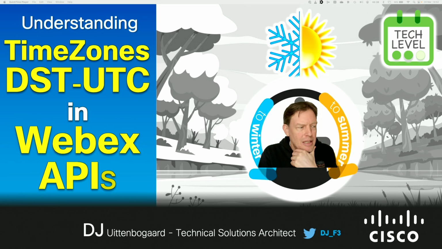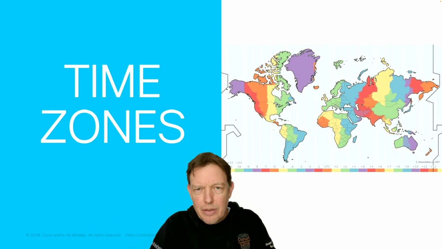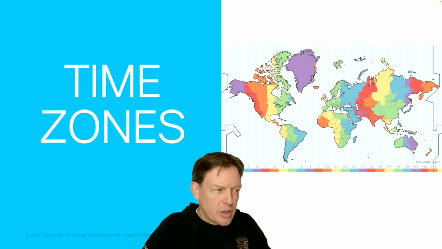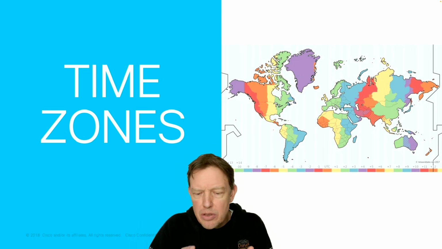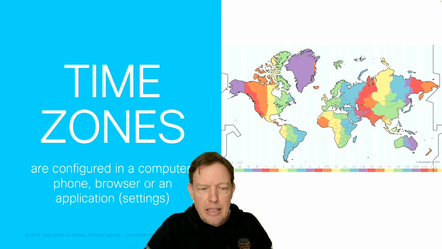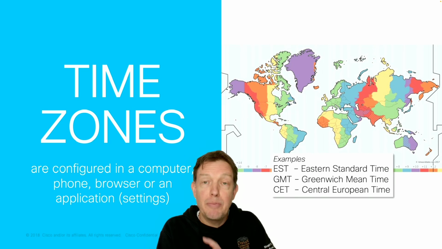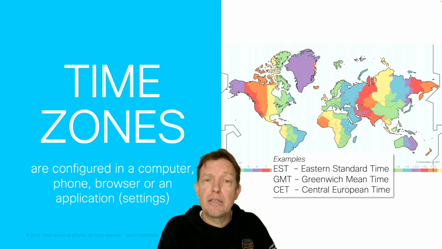So first, let's take a look at time zones. Time zones are areas where we use similar, uniform standard time. That is important for business reasons, social reasons, and commercial reasons. They are typically defined in computers, in phones, in systems and applications. Examples are EST, Eastern Standard Time, where New York is, and Central European Time, which is where I'm located.